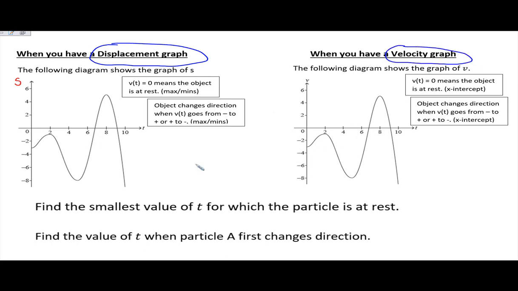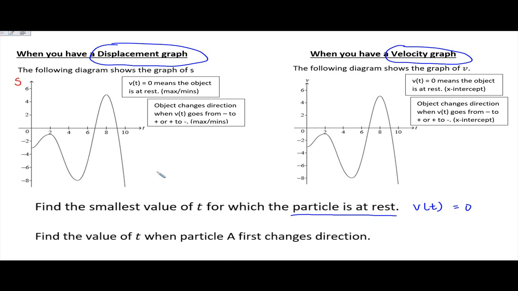Now you notice both of these graphs look exactly the same. It's just that the graph on the right represents velocity, and the graph on the left represents displacement. Now let's say the question is asking, find the smallest value of t for which the particle is at rest. So the particle is at rest when velocity is equal to 0.